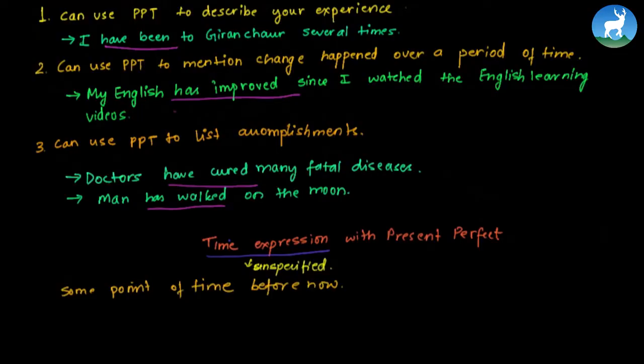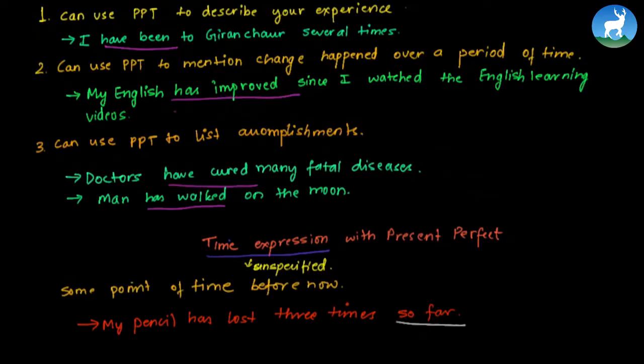My pencil has been lost 3 times this week. My pencil has been lost 3 times so far. So you don't know when, you just know that your pencil has been lost 3 times till now. You don't know the exact point of time, but here we are making use of "so far", which is a time expression.